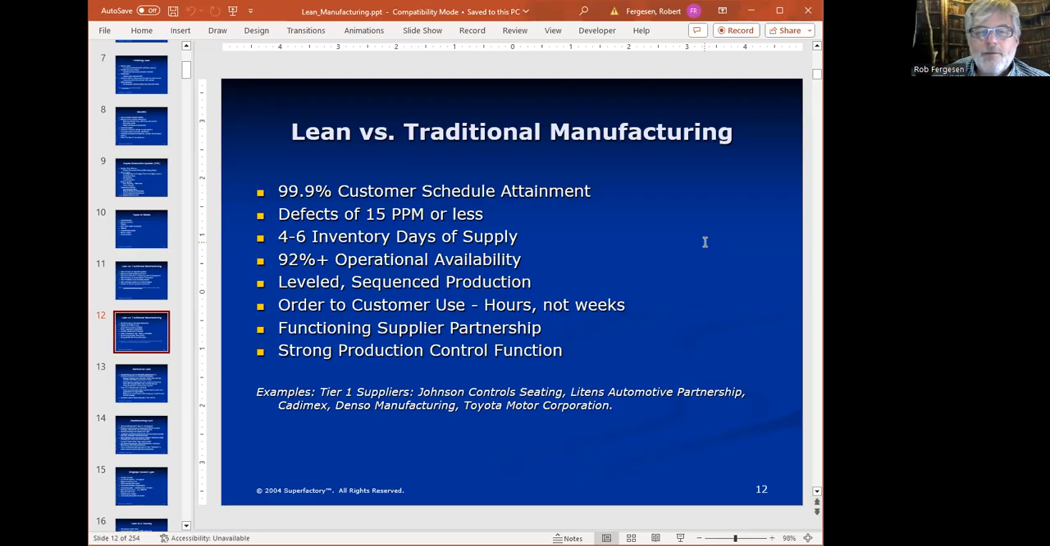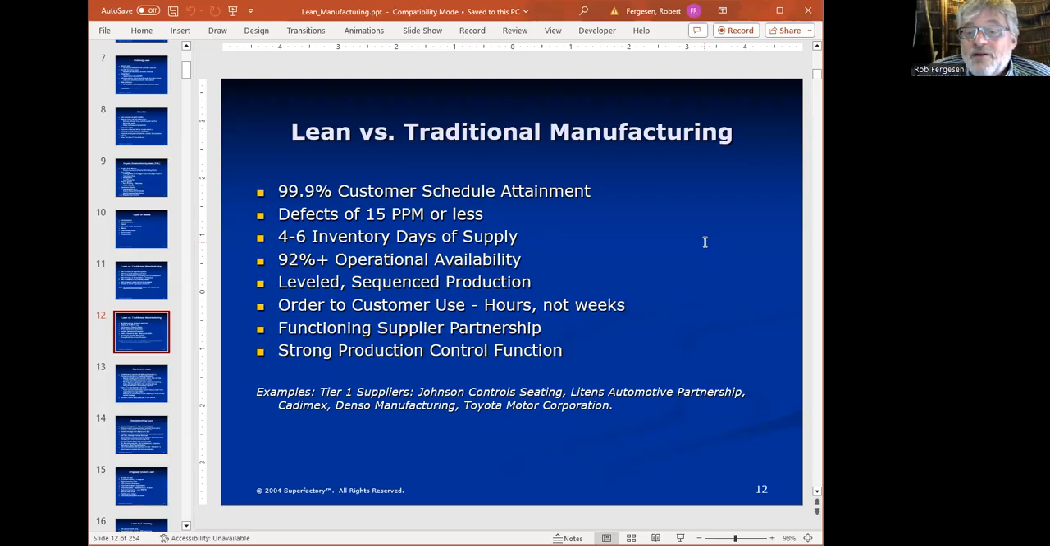So these are called metrics. Welcome to the world of metrics. We're going to learn more about metrics later, I promise you. But metrics are a measure that you can actually calculate based on something that's happening in the real world. Metrics are a way of measuring your performance in manufacturing, or your performance in customer schedule attainment, performance in defects. And so these are the kind of improvements we see with lean.